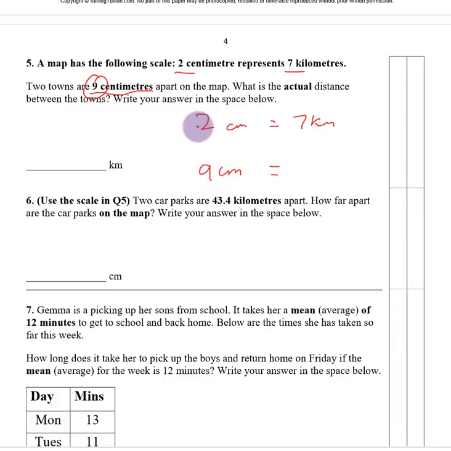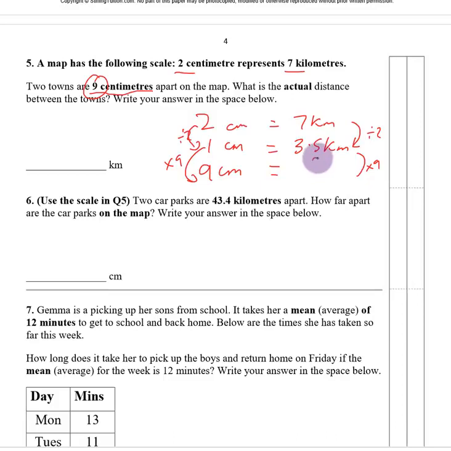So what we're going to have to do is turn it into 1 centimeter first. So 1 centimeter equals 3.5 kilometers. Because I halved this, I divided this by 2, which means I have to divide this by 2. Now I can get from 1 to 9 really easily. All I do is I times by 9, which is what I'm going to have to do to this side as well to find out the ratio of the comparison.